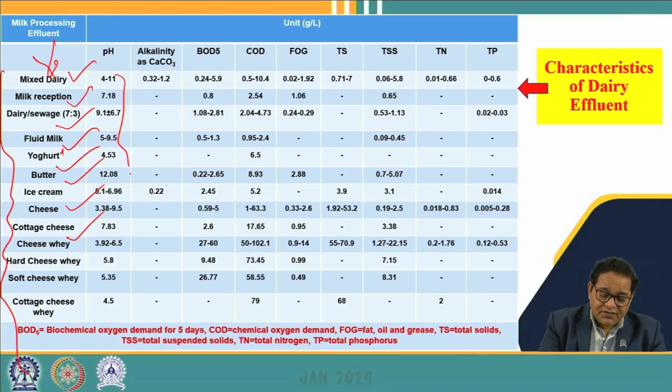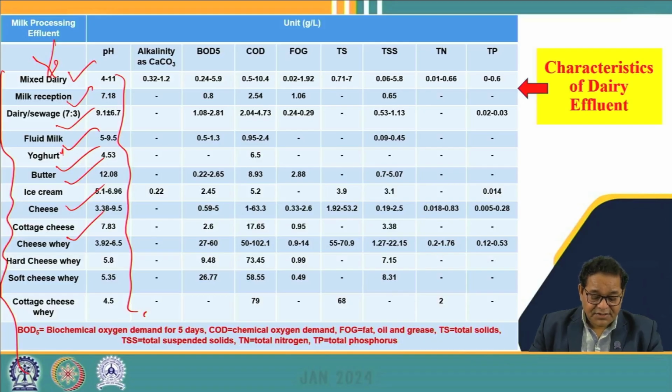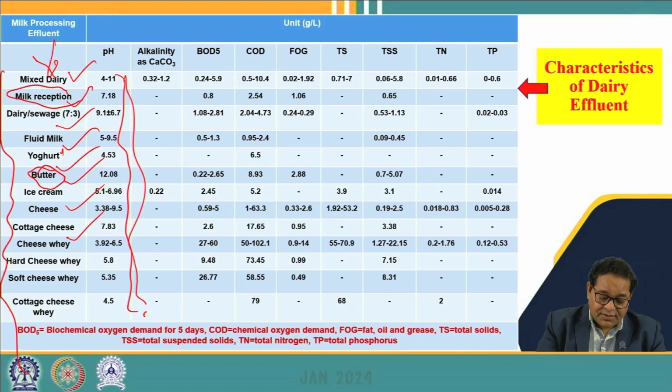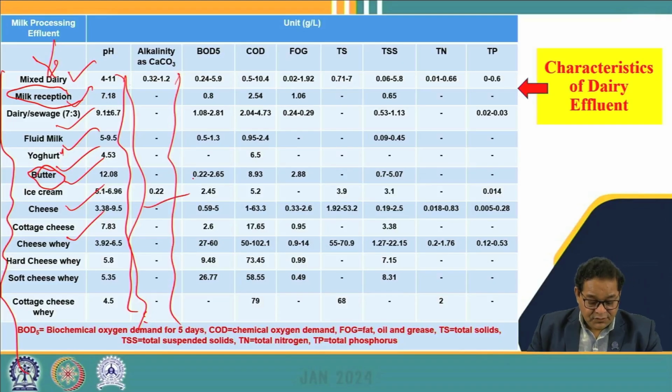So from each operation, the wastewater generated has a lot of variation in pH, but mostly, except for the butter and milk reception units, all the wastewater is acidic in nature, and it hardly contains any alkalinity, so that is very, very low. So this is basically the characteristics of wastewater in terms of BOD and COD.